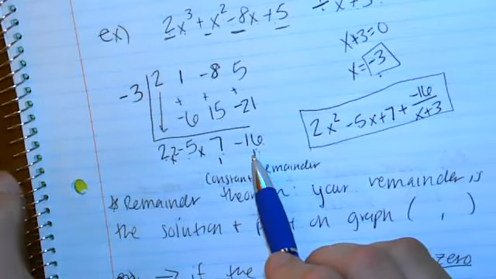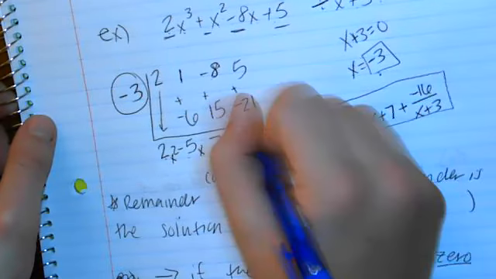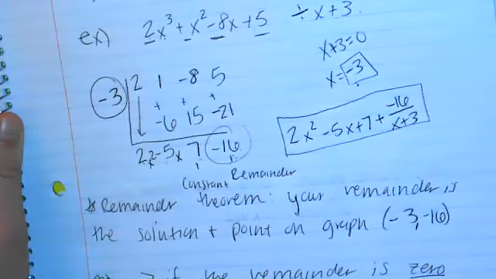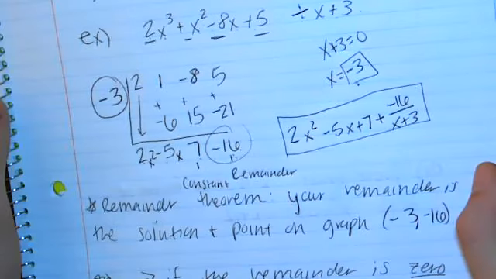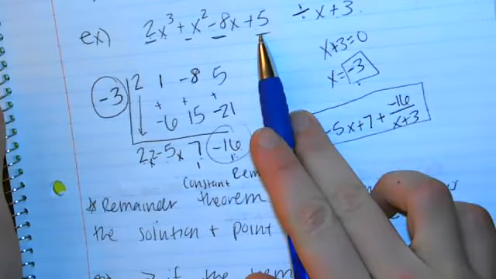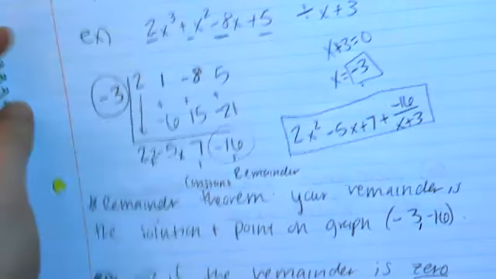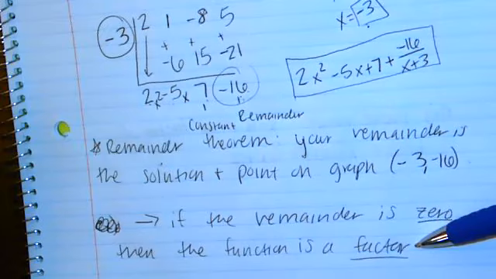The other thing it tells us is if we take the number on the outside and the remainder and write it as a coordinate point, that can be written as (-3, -16). This is a point on this function's graph. This can help us when we're trying to graph one of these polynomial functions. Figuring out any kind of point on that graph is huge. And then also, stemming off of that, it can tell us factors or zeros of the equation.